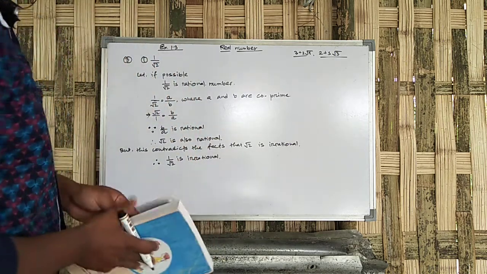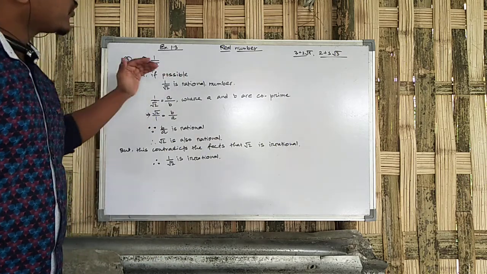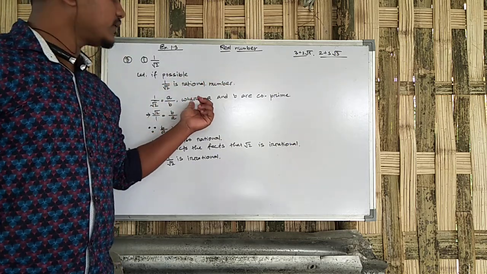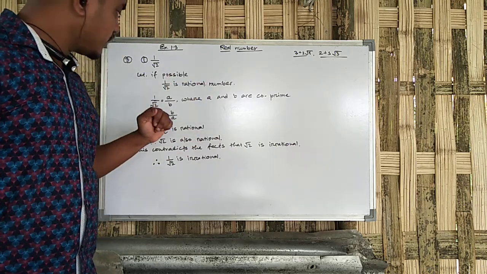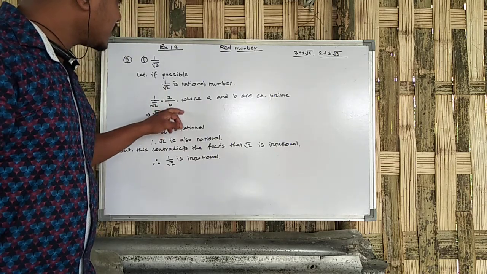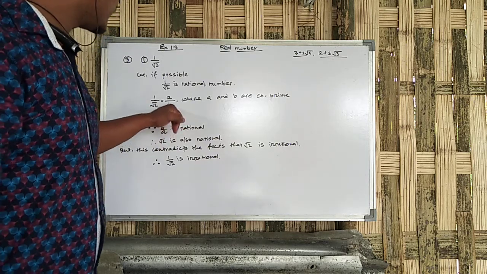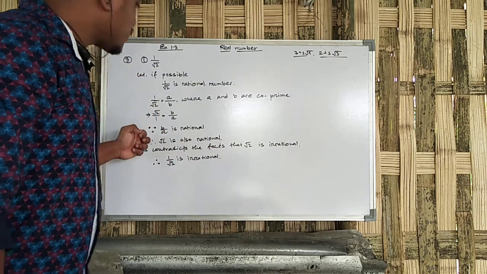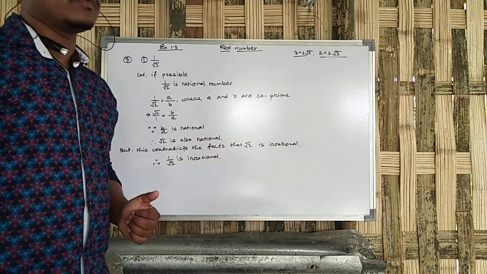So very easy question. Here we need to prove that 1 by root 2 is an irrational number. Now let, if possible, 1 by root 2 be a rational number. Then definitely we can express it in the form of p by q or a by b, where a and b are co-prime. So 1 by root 2 is equal to a by b. Now by writing the reciprocal, root 2 by 1 is equal to b by a. Since this is in the form of p by q, b by a is a rational number. Now if b by a is rational, then root 2 is also rational. Now this contradicts the fact that root 2 is irrational. So that's why 1 by root 2 is also irrational.